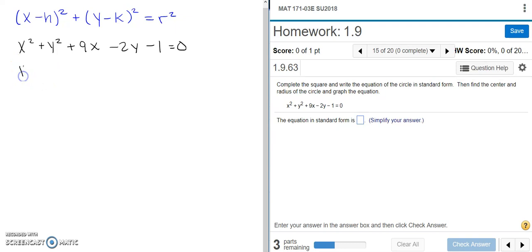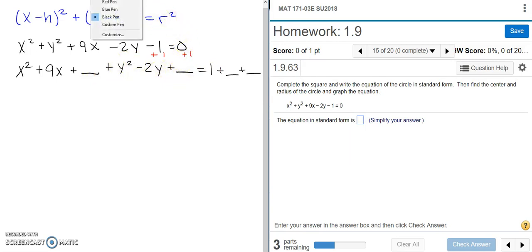So I put the x's together plus a blank, and I put the y's together plus a blank. I move any numbers, like the -1, I'll add to the other side so that it equals 1. And then I'll set up 2 blanks on this side because there were 2 blanks on this side.